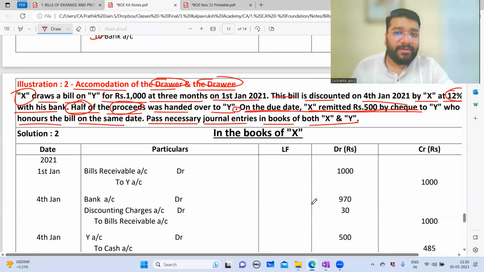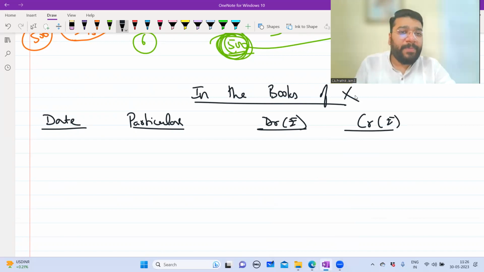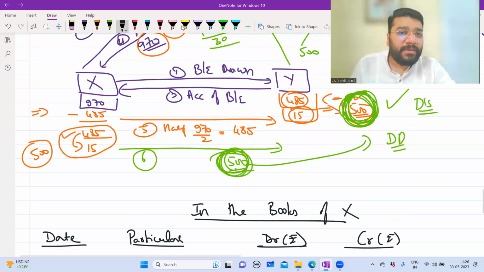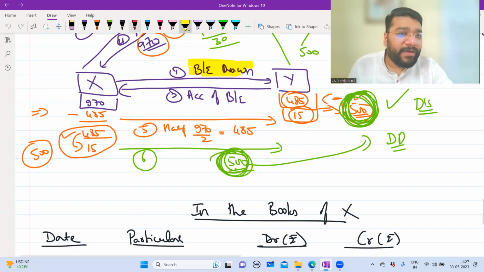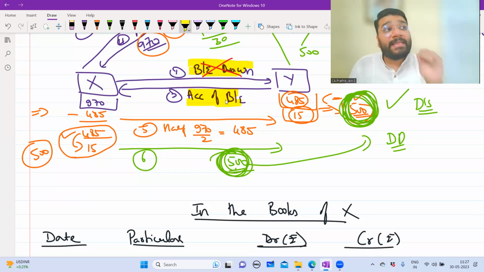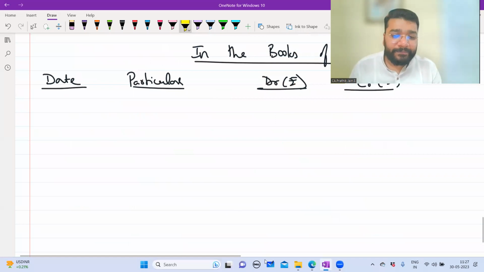Anyways. Now, guys, the first transaction is that the bill is drawn by X on Y. Whenever a bill is drawn, do we record any entry? Do we record the journal entry for bill drawn, or do we record the entry for bill accepted? Bill accepted. So first transaction, no entry. The second transaction is that the bill is accepted by Y. We are recording in X's books. So is X the receiver of the bill or the payer of the bill? Receiver of the bill. So what will be the entry? On 1/1/2021, sir.